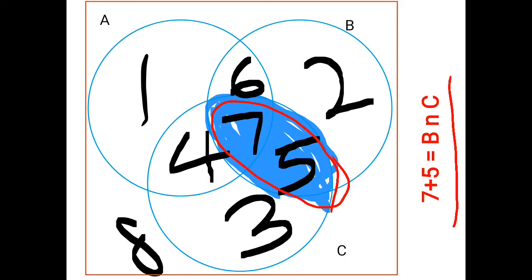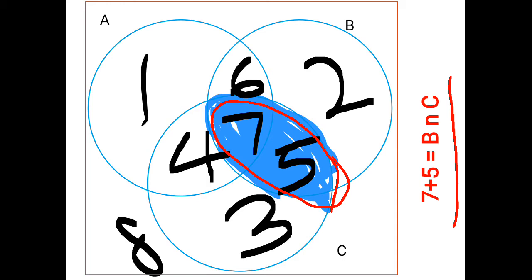So the shaded regions, that is region 7 and region 5. Region 7 plus region 5. If I add region 7 to region 5, I should get B intersection C. Now, when I look at this very well, I can begin to ask myself questions.